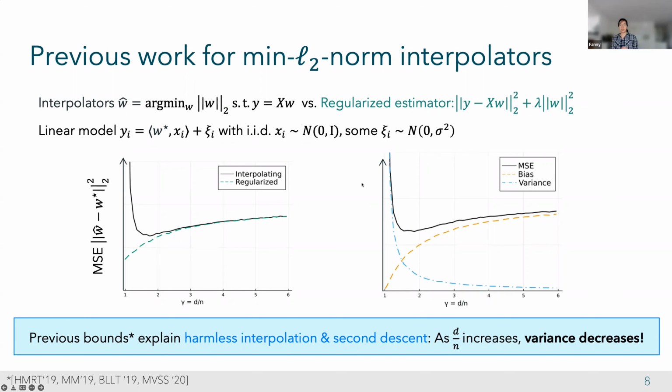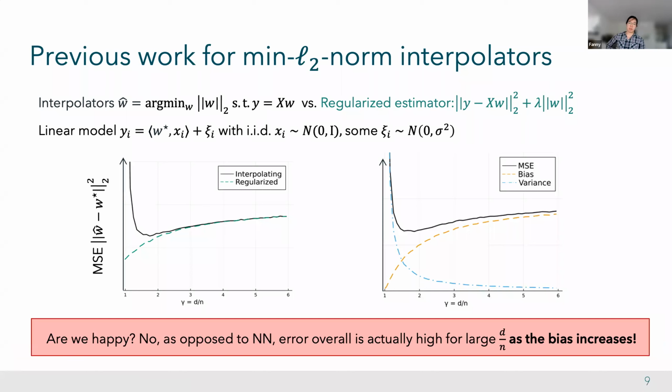Okay, so the decrease in variance is really the key to understanding minimum L2 norm interpolators and why these two observations happen. Okay, so this is the variance story. So are we happy now, right? So we have proven, or at least others have proven, that variance decreases, and this already gives us an intuition for why these two observations happen.